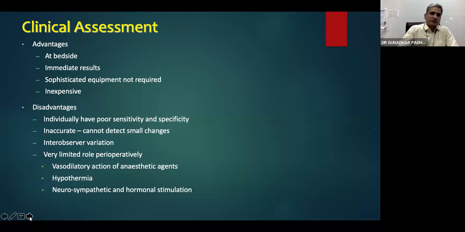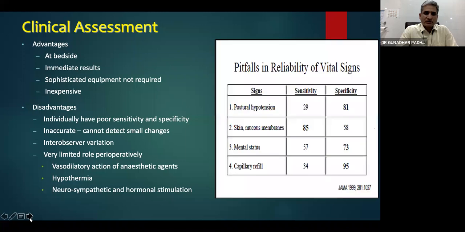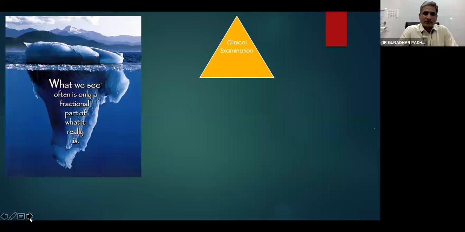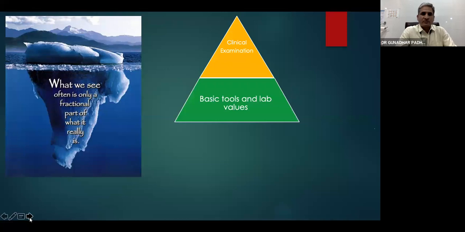Many patients are subjected to the vasodilatory action of anesthetic agents, hypothermia, or there can be some neurosympathetic and humoral stimulation. In those cases, they cannot give you reliability that these are the signs which show a hypoperfusion state. But the sensitivity, if you see, is very good, almost 70 to 80%, with specificity of around 30 to 40%. So in a nutshell, these are the small clinical examinations. What we exactly see is the tip of the iceberg. There can be a lot more things hidden. And I'm sure a very good clinical bedside examination is the key to success and outcome of the patient.